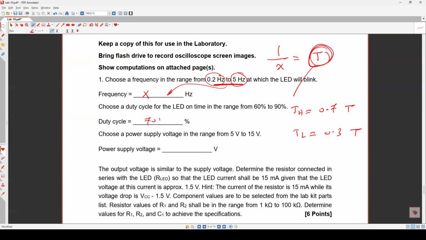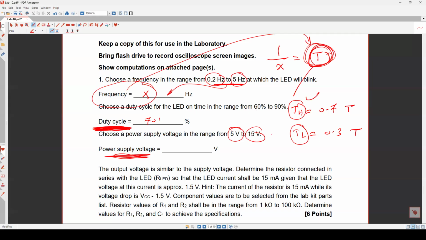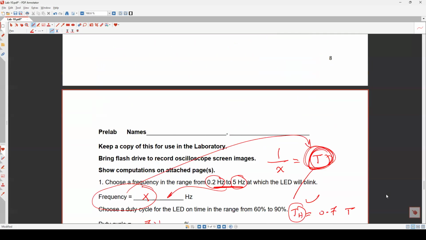So again, by selecting the frequency, I can calculate the period. Once you calculate the period, and once you decide what duty cycle you need, I can know what the high time and the low time are. Also, you need to select the supply voltage. It has to be between 5 and 15 volts. And then, once you know T high and T low, you have to use the 2 formulas we have right now.